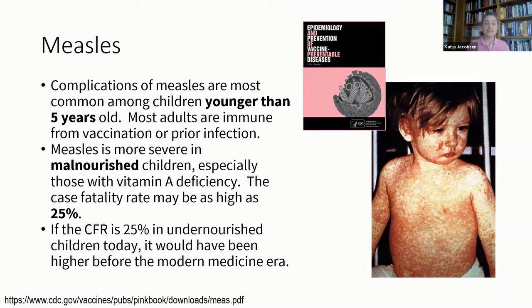If the case fatality rate is 25% in vitamin A deficient kids today, when we have medical treatment, so we don't have an antiviral, we can't cure measles, but we can do supportive therapy. So if they're getting dehydrated, they can have IV fluids. There are things like Tylenol to reduce fevers. There are things that we can still do to help. So it would have been even higher back when these cases were occurring.